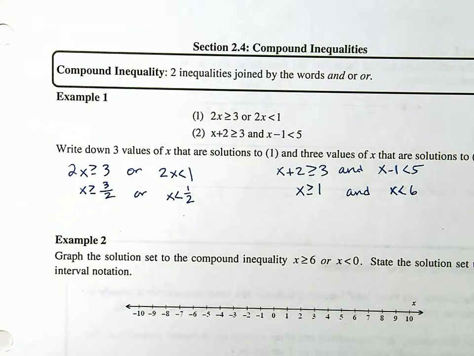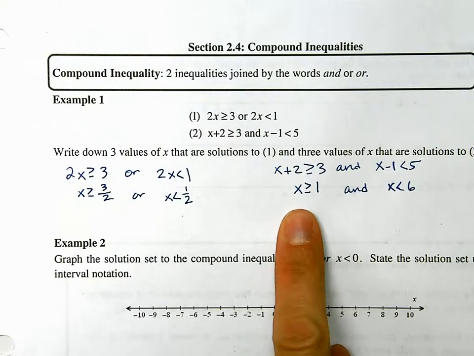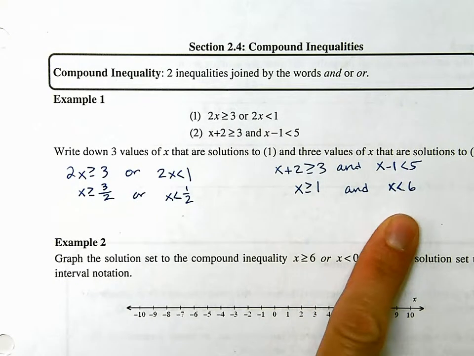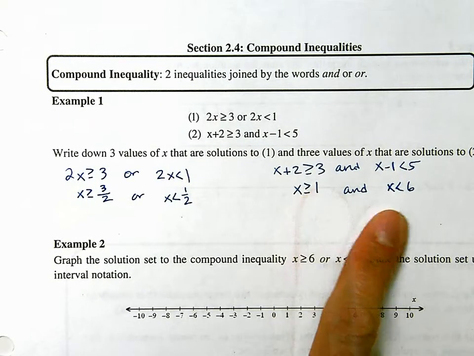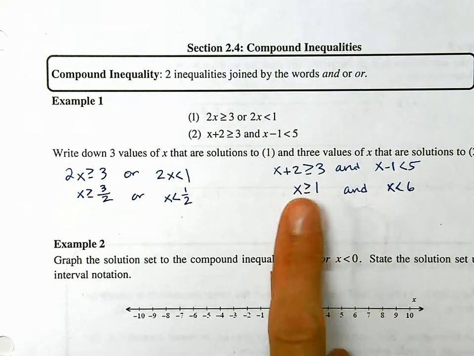Can you guys give me a number that's a solution? 5. Is it greater than or equal to 1? Is it less than 6? Okay, so 5 is a solution because it meets both inequalities.